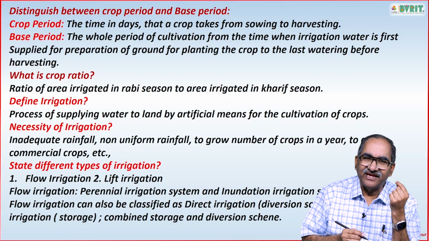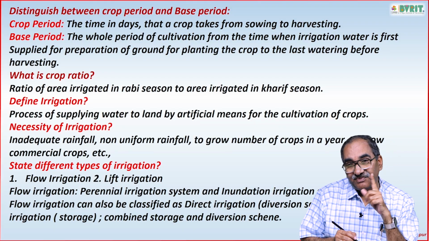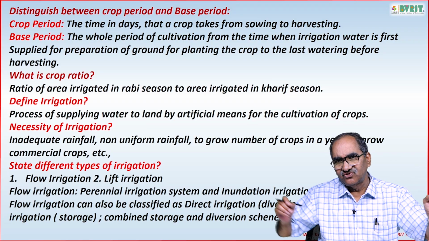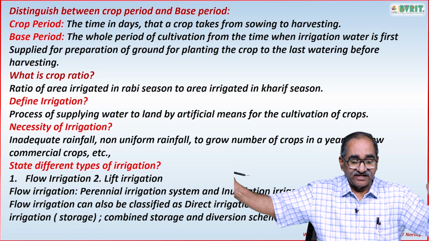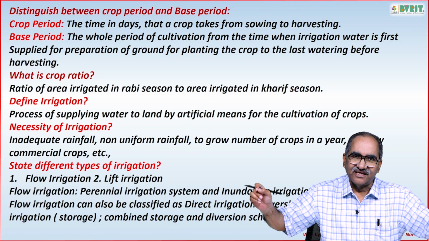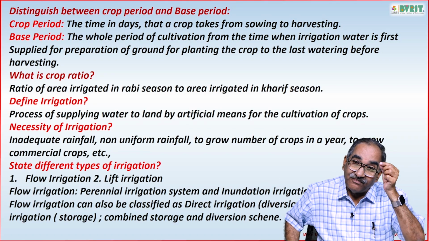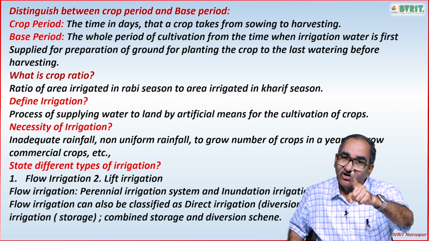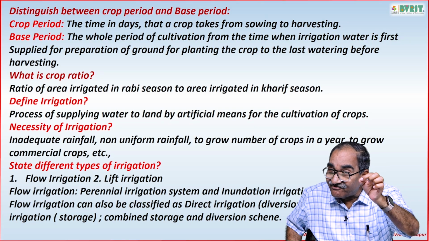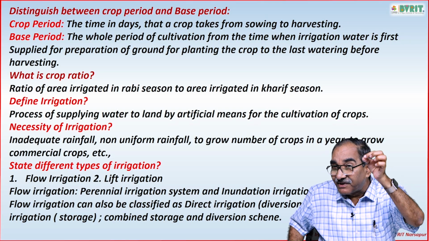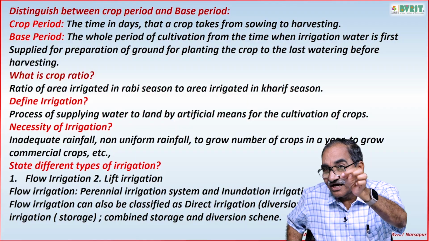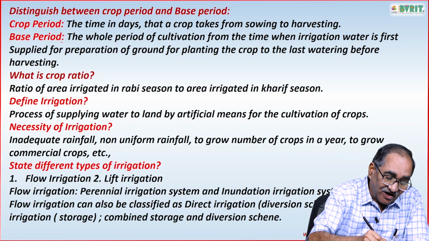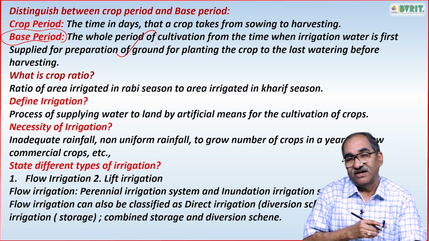What is a crop period? What is a base period? Base period, just now we told, base period means from the first watering to the last watering, that is, before harvesting. That means before sowing the crop, for the preparation of the land also you need to supply water. From that water onwards, even for preparation of the land before sowing the crop, from that time onwards to the last watering is what we call base period. That is what we have learned just now.